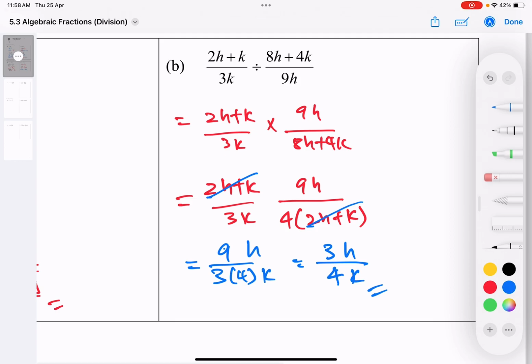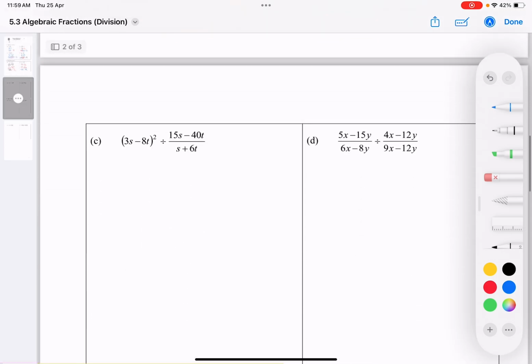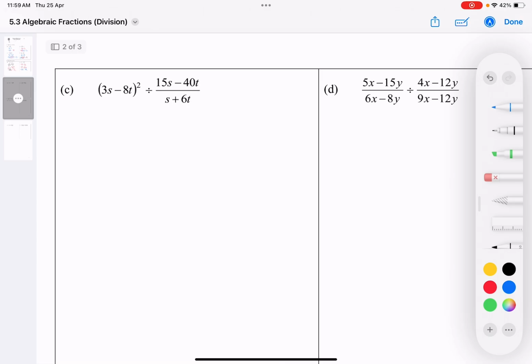Can you turn to the next page? Let's look at the next one. We're almost done already. Can you look at the next one? First thing first, Juniors.